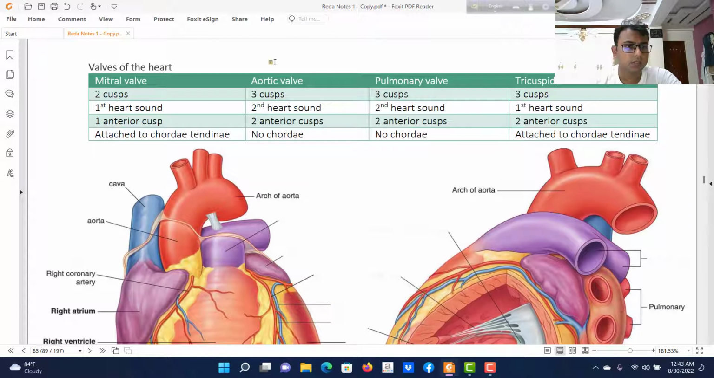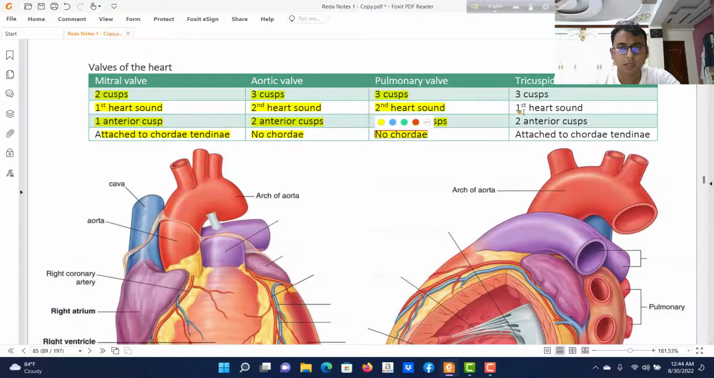Okay, now the valve related topic. So what are the valve features? The mitral valve has two cusps, which produce the first heart sound, with an anterior cusp, and is attached to the chordae tendineae. The aortic valve has three cusps, a tricuspid arrangement, and produces the second heart sound, with no chordae. The pulmonary valve also has three cusps, second heart sound, and no chordae.